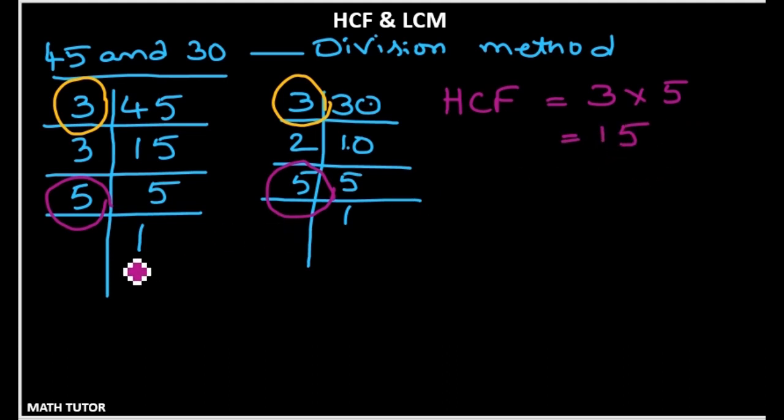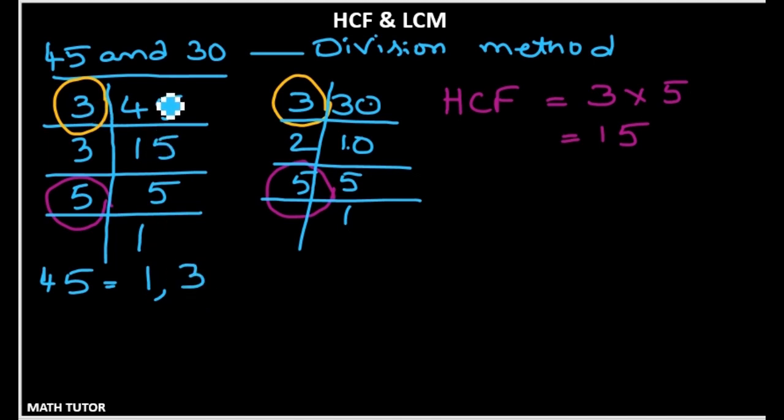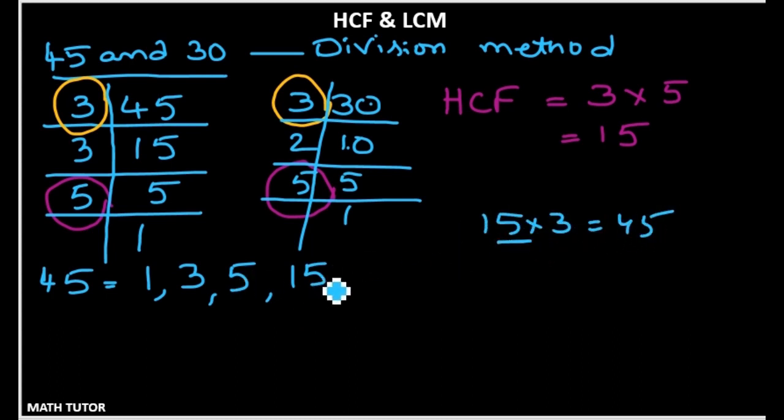Understood? Same thing, in factorization method, I'll write the factors for 45. 1 is a factor of 45, 3 fifteens are 45, 3 is a factor, 5 is also a factor, 5 nines are 45, then I can go directly to 15 times 3 equals 45. So I'll write 15 also a factor of 45, and then 45 itself is also a factor of 45. Okay.